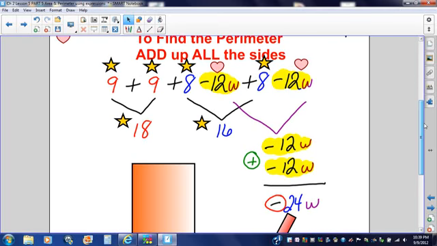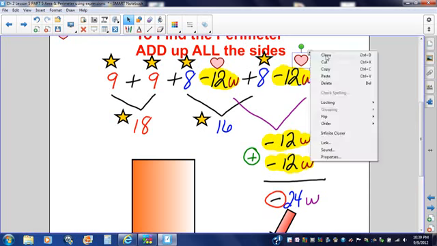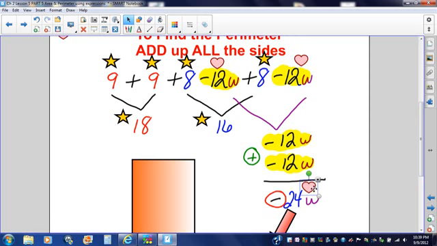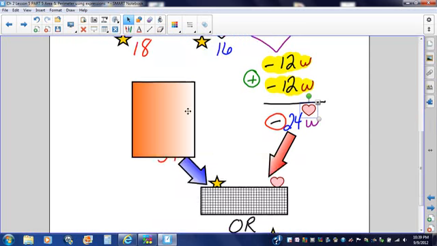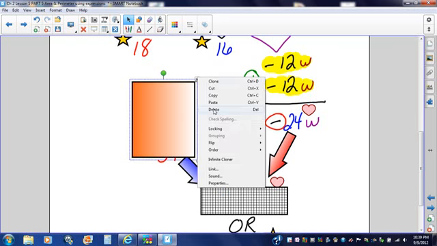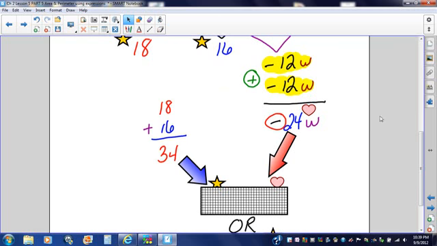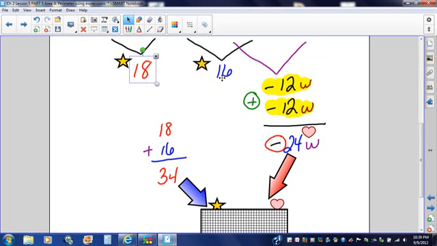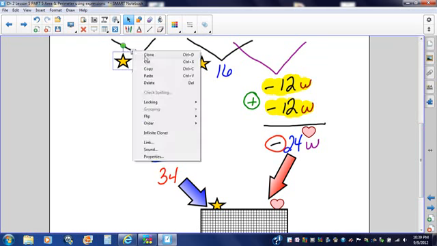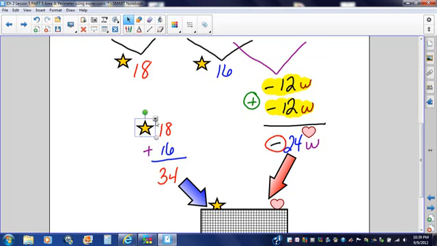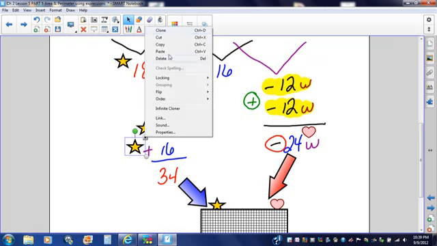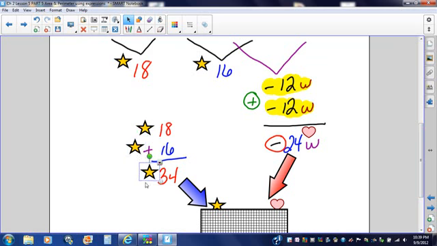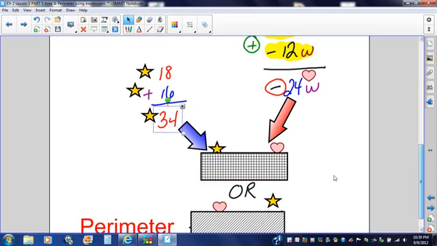I am going to give the negative 24w a heart. So now we can combine like terms, maybe, possibly. I'm going to take my 18 and 16, add them together. When I add 18 and 16 together, that's going to give me 34. Now I have 34 and I have a minus 24w.